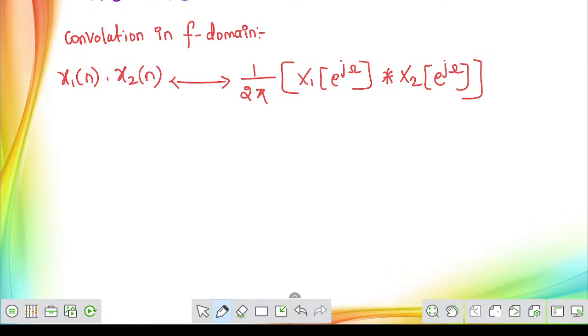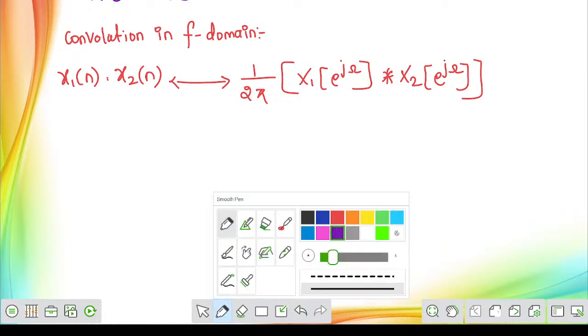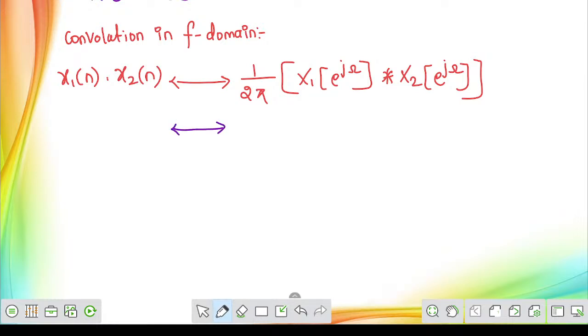But be conscious, sometimes, as I told in the continuous time Fourier transform also, if the factor 1 by 2 pi is missing during the convolution, then it will be included in the time domain. You will have to write 2 pi times x1 of n multiplied with x2 of n.